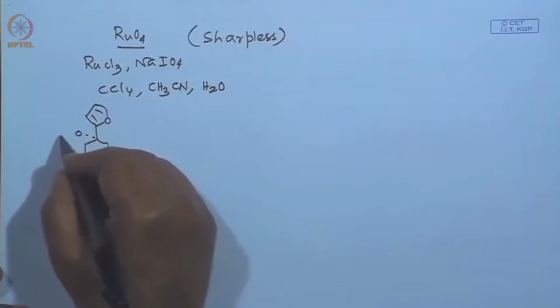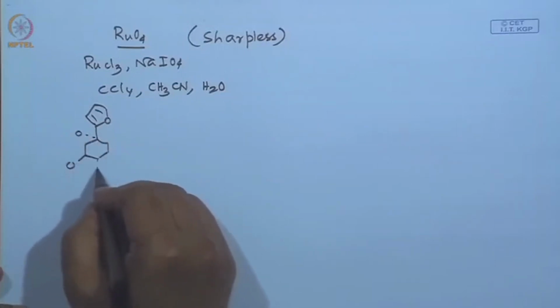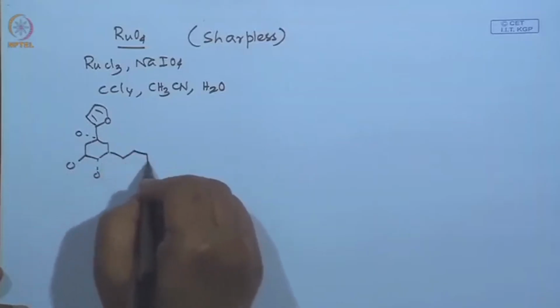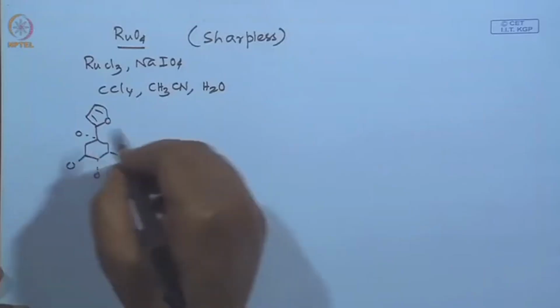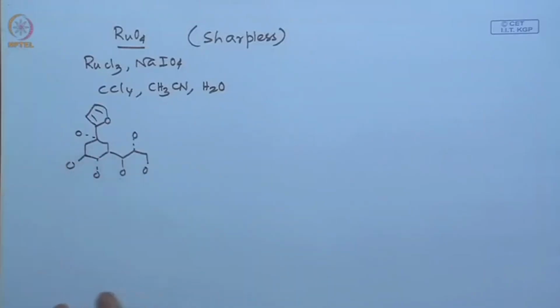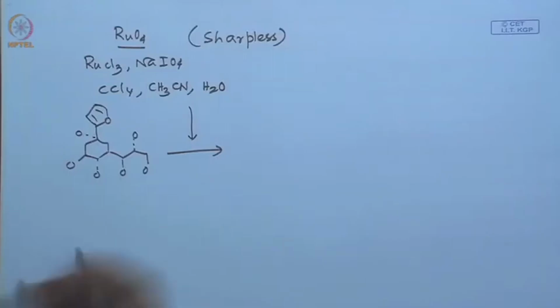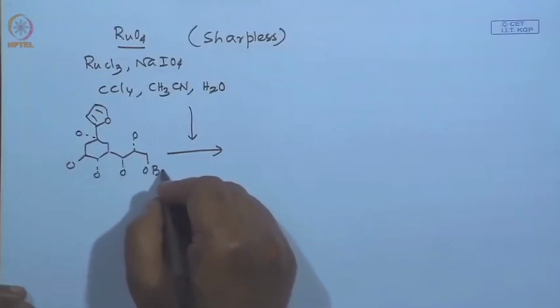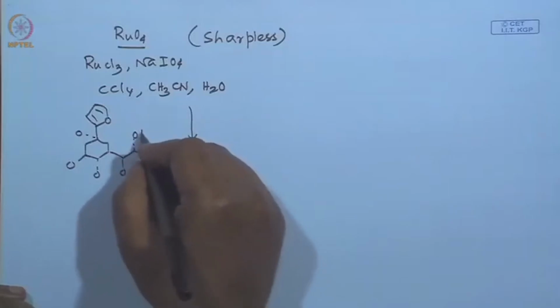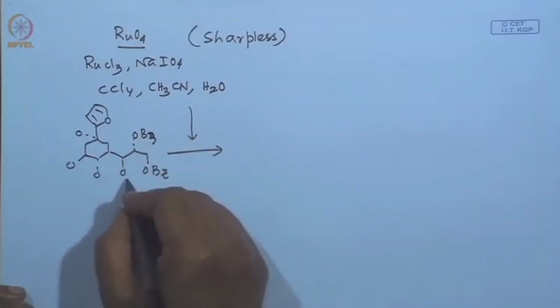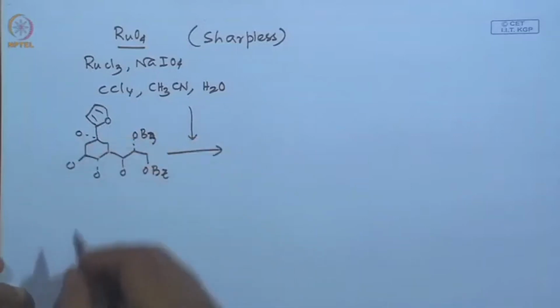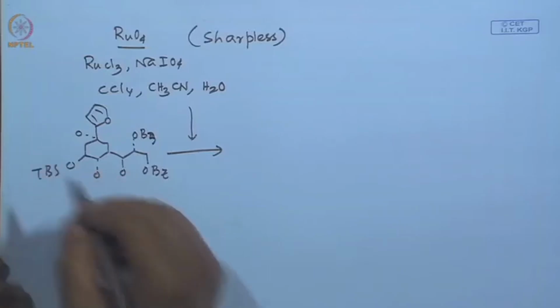Then you have so many oxygens here and there, then you have a side chain, this oxygen, stereochemistry, everything. I will not write the full structure. When you apply this reagent, what would you expect? These are all benzoyl groups, and one of these oxygens is actually TBS. It does not matter, that means all these oxygens are protected now. Yes. Okay. So, what do you expect?